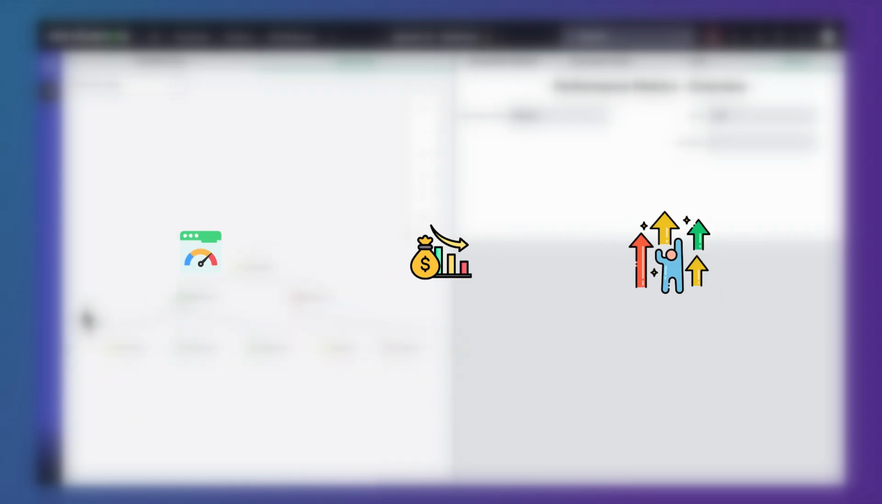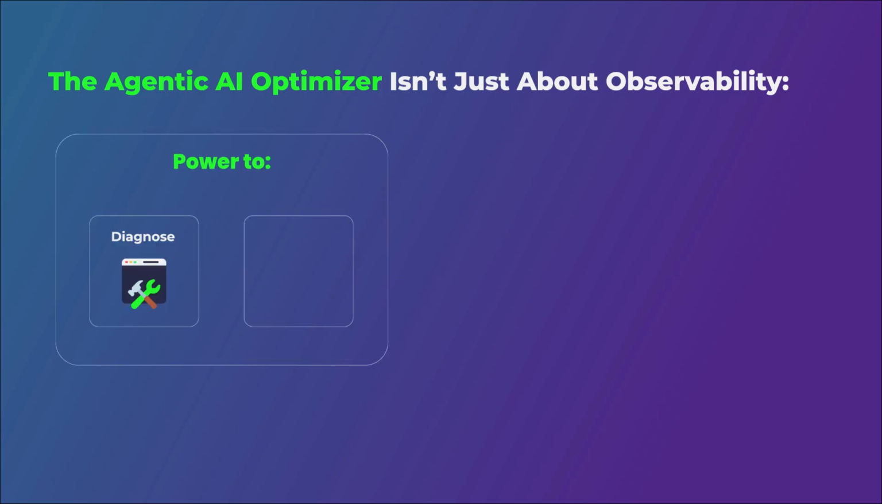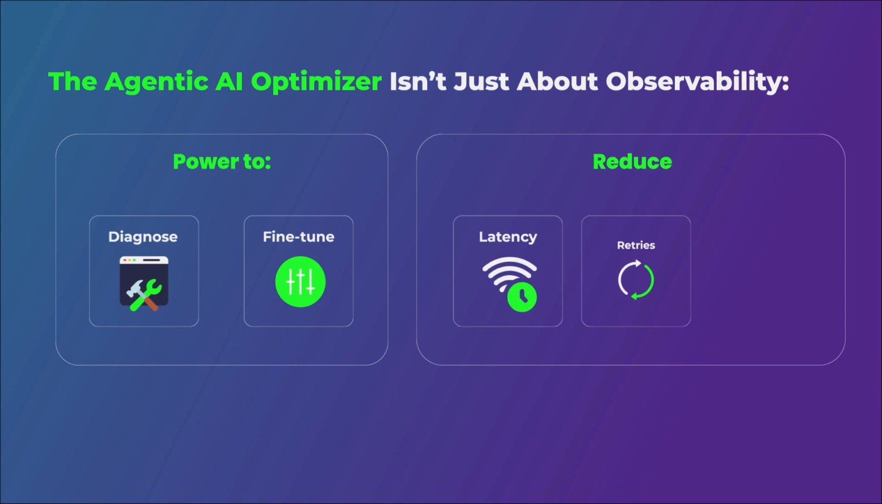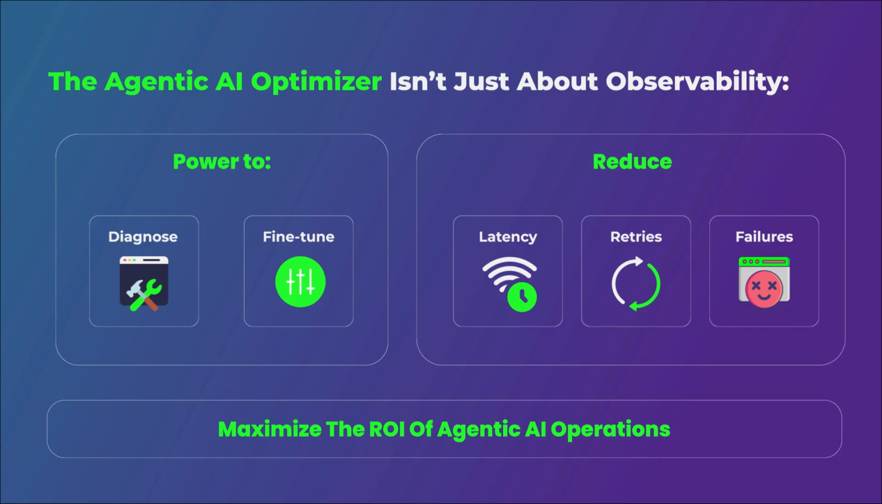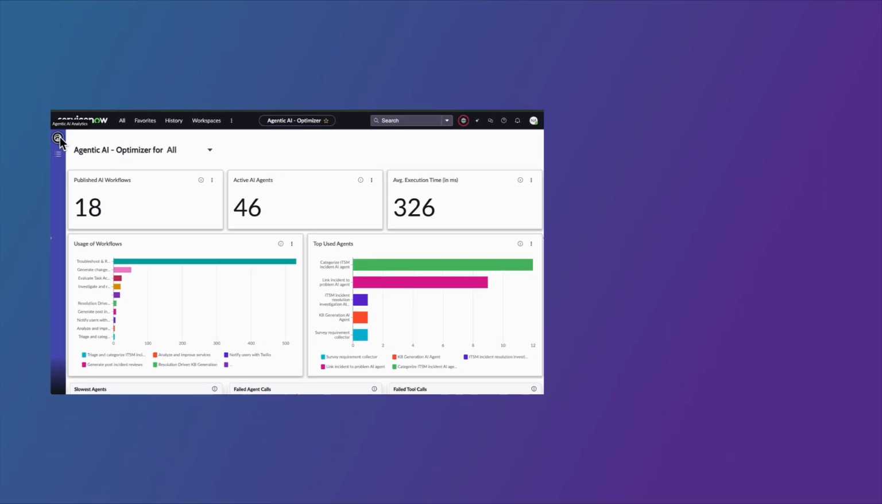The Agentic AI Optimizer isn't just about observability. It's about continuous improvement. It gives you the power to diagnose inefficiencies in real-time, fine-tune your workflows post-deployment, reduce latency, retries, and tool failures, and maximize the ROI of your agentic AI operations. Deployment is just the start. With the Optimizer, you continuously fine-tune your agentic workflows, making them faster, smarter, and more efficient over time.